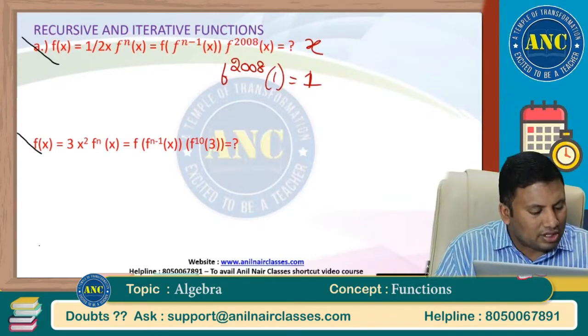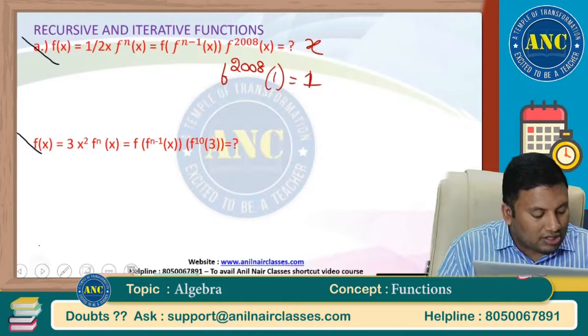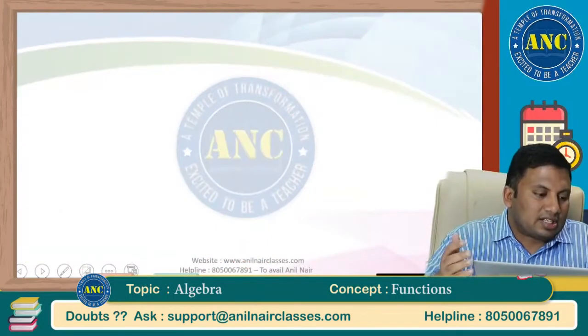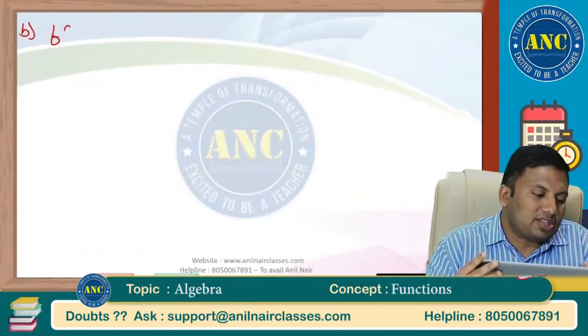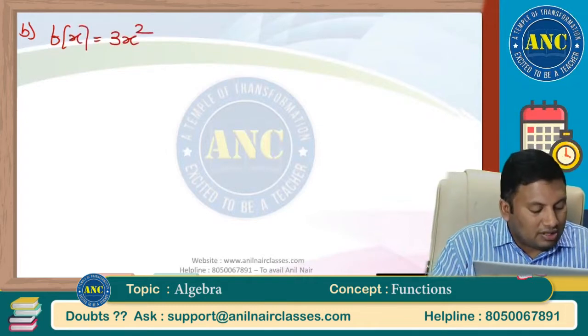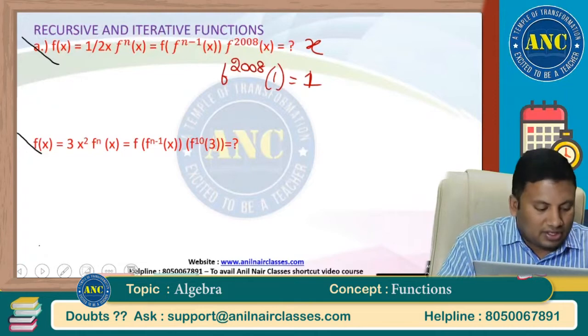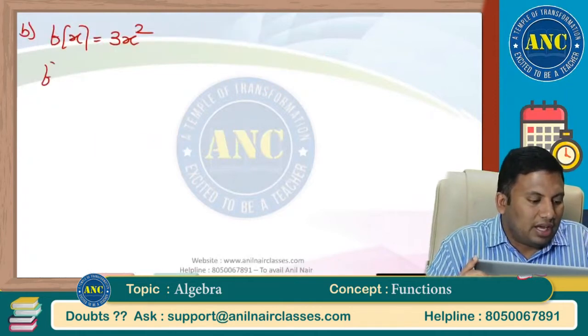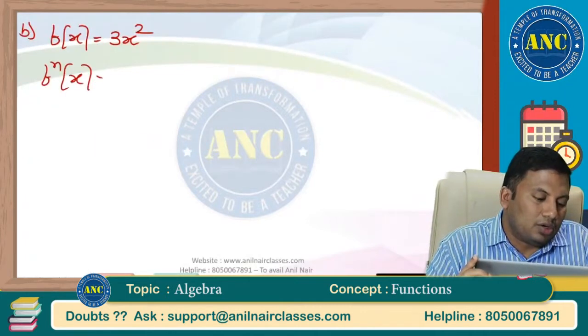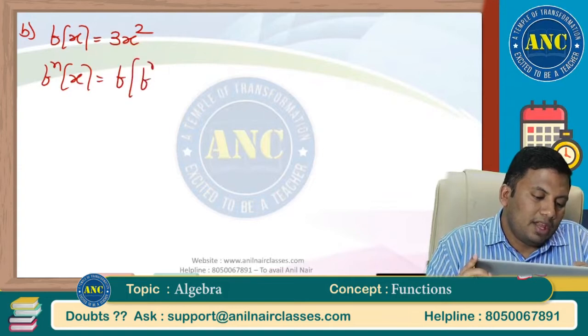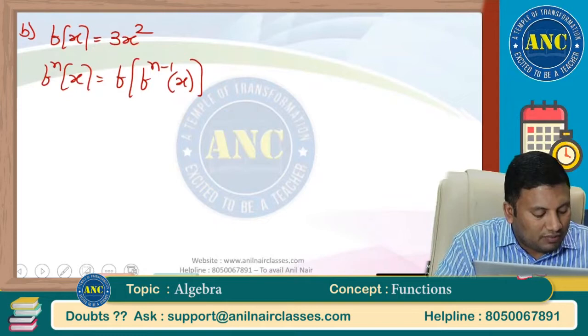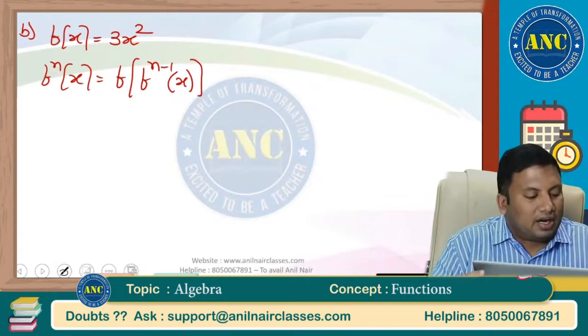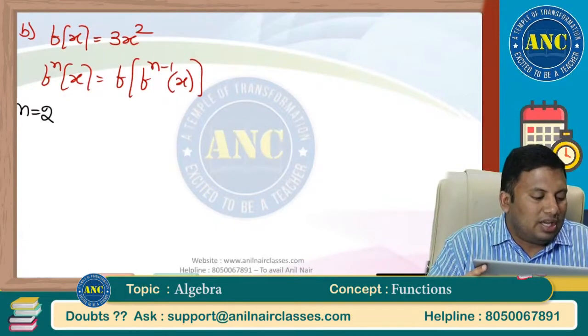Next question. F of x equivalent to 3x square. Let us do it in the next slide. F of x equivalent to 3x square. What is the function that is given? The same function is given. So, fn of x equivalent to f of fn minus 1 of x. Now, the same function we will use recursively for n value 2, n value 3, n value 4.